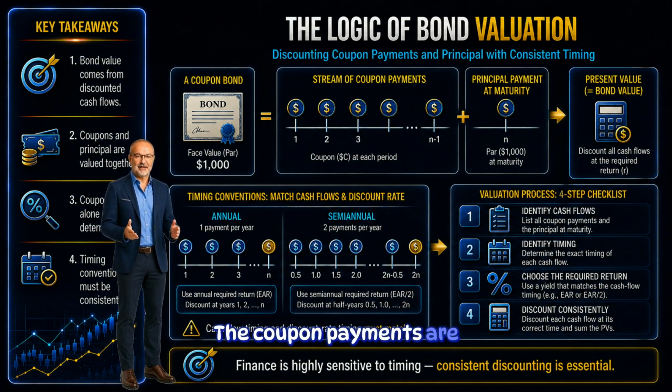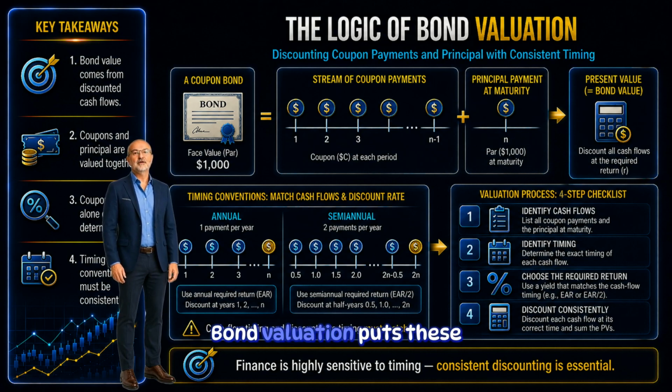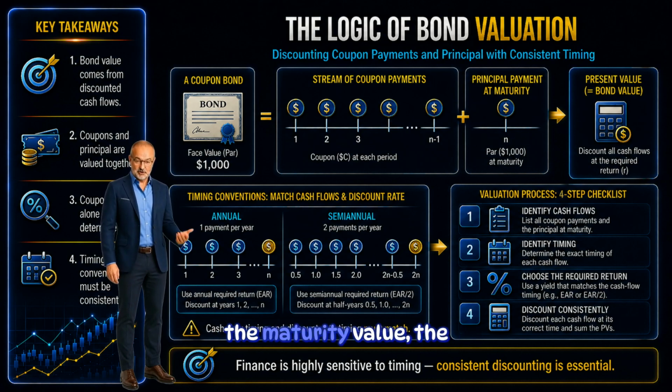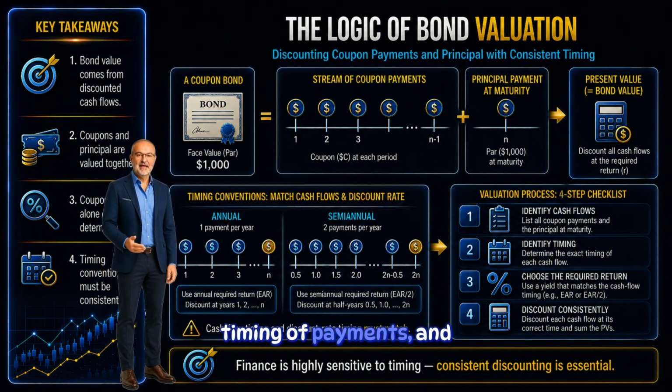The coupon payments are like a stream of regular cash flows. The principal repayment is a lump sum at maturity. Bond valuation puts these pieces together in present value terms. This interpretation is powerful because it shows why the coupon rate alone doesn't determine the bond's price. The bond's value depends on the coupon amount, the maturity value, the timing of payments, and the return investors require.